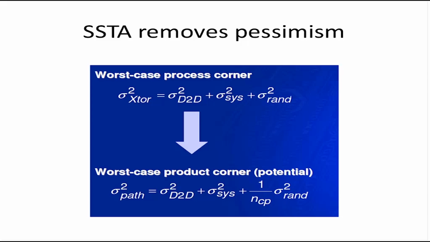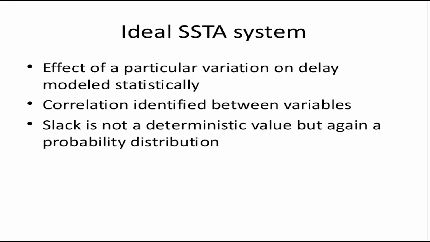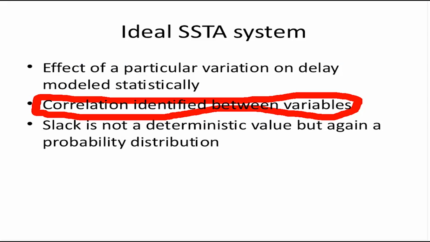So don't worry if you don't understand much of this stuff. When you start working in industry, you will obviously come across it. So, in an ideal SSTA system, the effect of a particular variation on delay is modeled statistically. Correlation is identified. This is the most difficult and most challenging step of SSTA. The correlation is identified between variables, and this is where the thinking is changed.